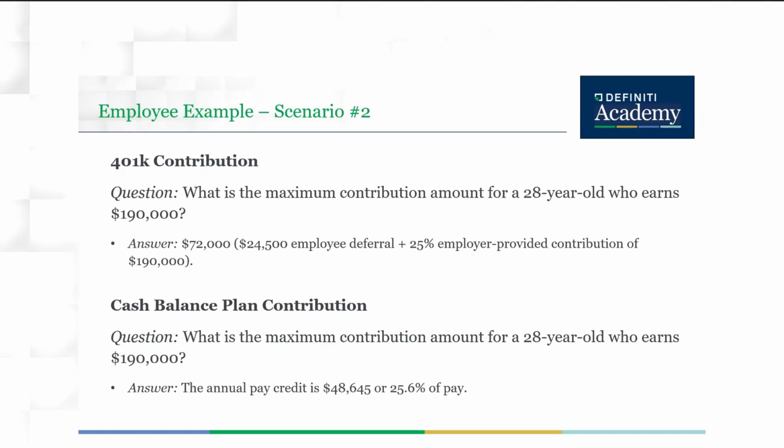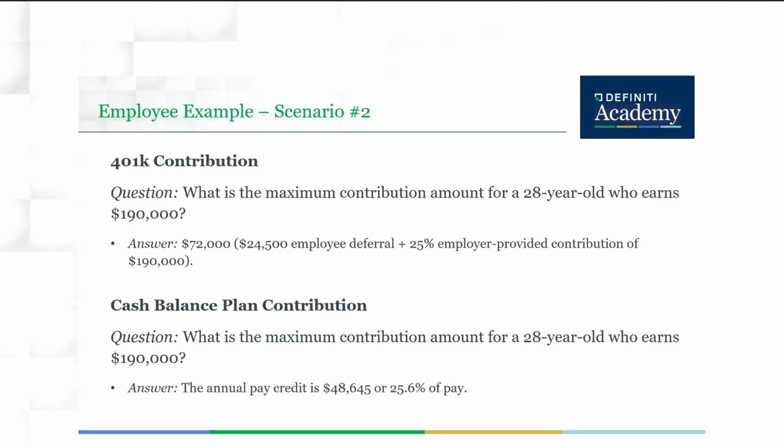So here we have a 28-year-old whose limit under the 401k plan is the aforementioned 72,000. Therefore, this illustrates the point that age is not a factor in a defined contribution plan. His allocation was the same as the 48-year-old. If we do the same arithmetic as the cash balance plan, except now the person is a 28-year-old, that discount factor, the 1 over 1.05, is 34 years away from retirement, not 14 anymore, and will get a pay credit of $48,645 or 25.6% of pay.